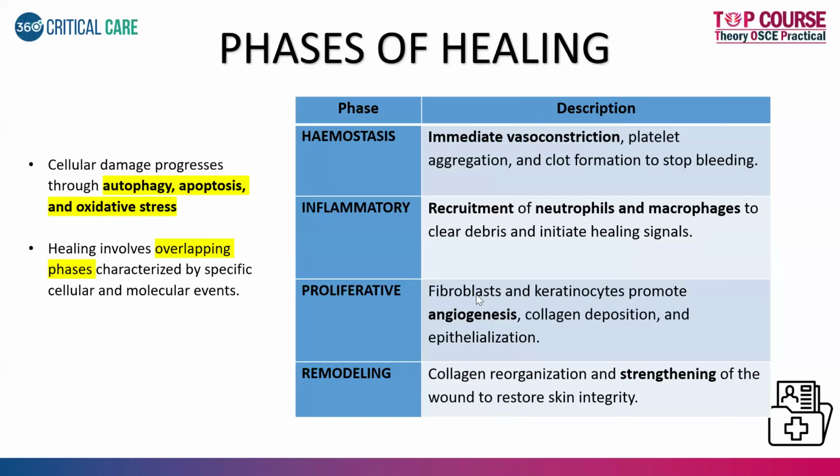But if it is a small wound, it probably causes localized vasoconstriction. By this, it causes platelet aggregation and clot formation, and if there is a vascular leak, it will prevent bleeding. Coming to the next phase of healing, the inflammatory phase, it involves recruitment of neutrophils and macrophages. That is the chemotaxis. It involves these cellular components coming to the site of injury to clear the debris and initiate the healing process.